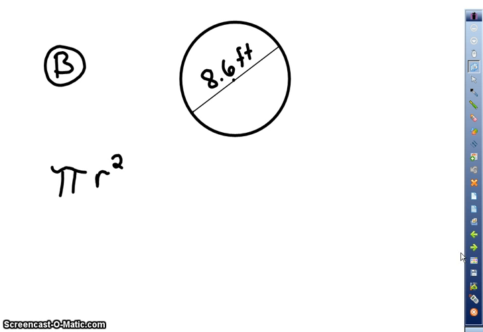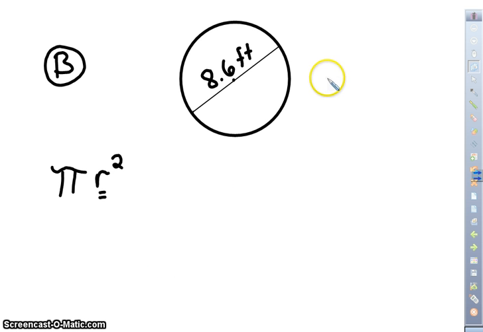Now I want you to do letter B. So go ahead and hit pause and then solve this problem. And again, you must make certain you find the radius. Go ahead and hit pause and come back in a few minutes.